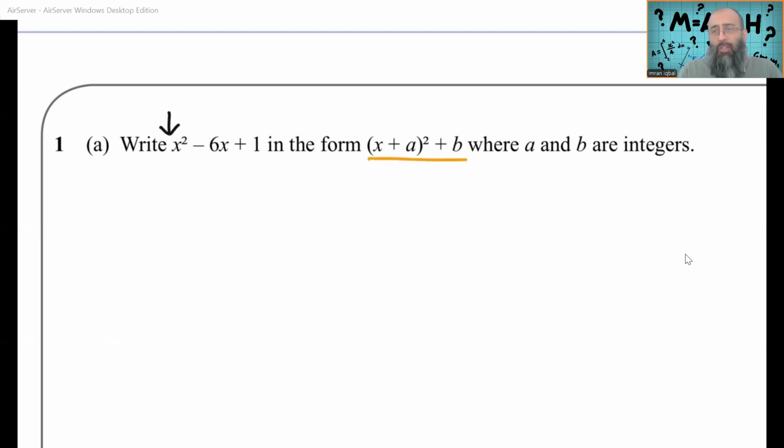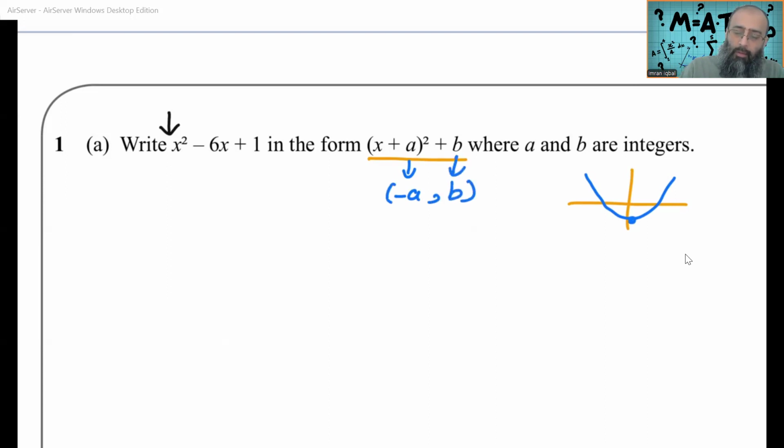Now, what's special about factorizing this quadratic equation with the completing the square technique is that we can then use this to find out the turning point of the graph. For example, if I was to draw a sketch of the axes and a graph, that would be the turning point. That would be given by inversing the a value and using the b value. That will give us the coordinates of the turning point.